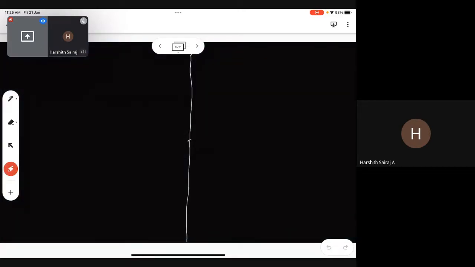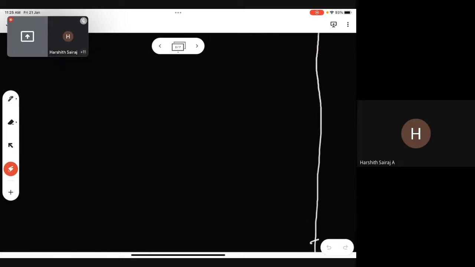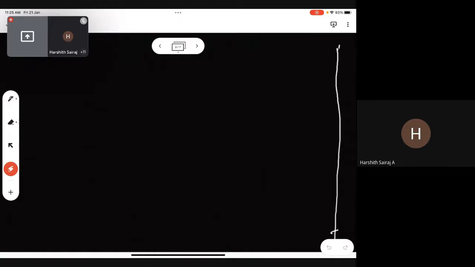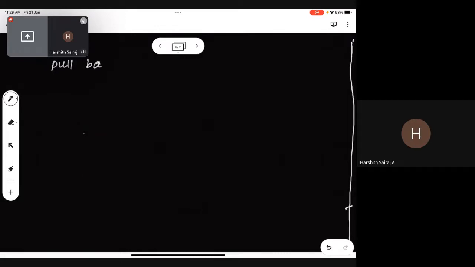So next one. Before going back, I was saying what is pullback, so let me define what I mean by pullback. Pullback is a notion, I think it's a new notion to you.